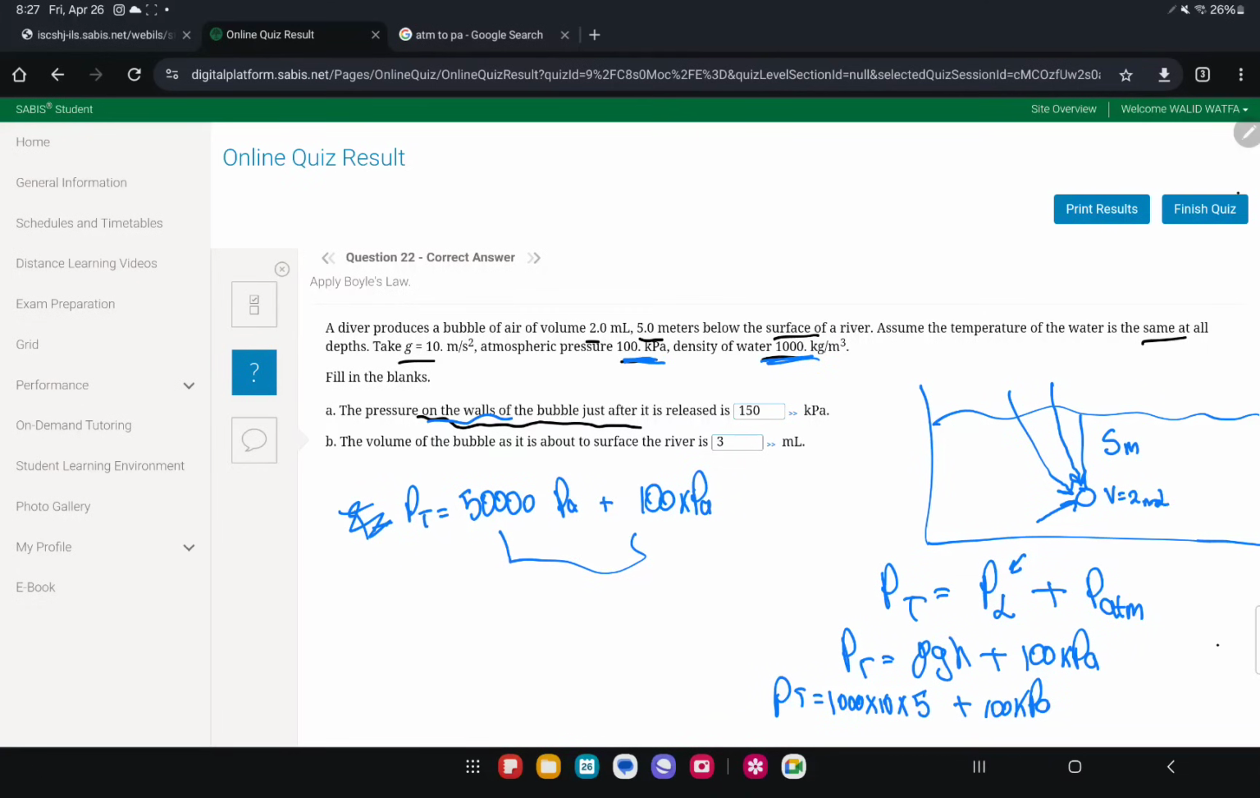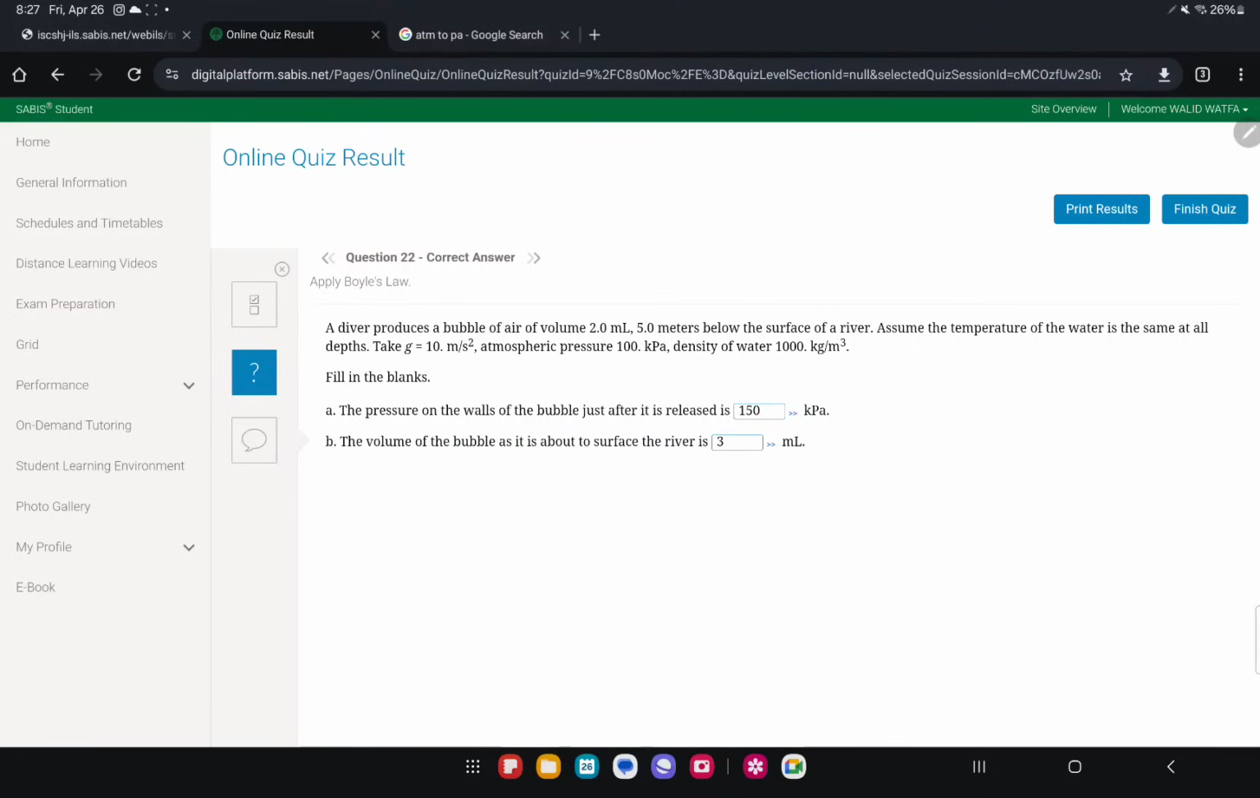You can't add these because this is in Pascal and this is in kilopascal. So you have to convert this to kilopascal. How do you convert anything to kilo? You divide by 1000. So it becomes 50 kPa plus 100 kPa, and you get 150 kPa. Most of these steps, if not all of them, you can do on the calculator, so it's fine. You get 150 kPa.